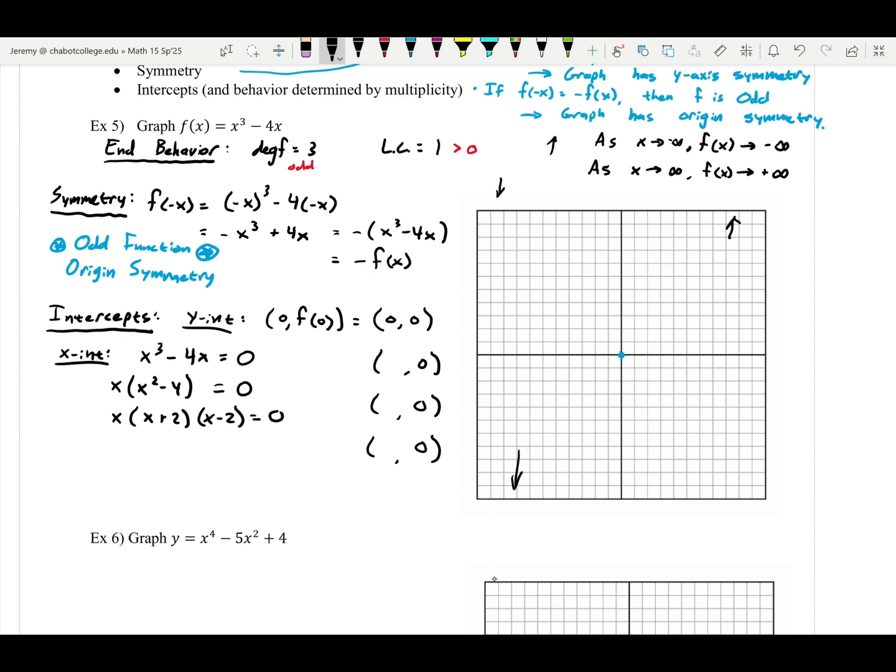And setting each of these equal to 0, I get that x is equal to 0. I'll get x equals negative 2. I'll get x equals positive 2. So I have the x-intercepts 0, 0, negative 2, 0, and positive 2. Whoops, I don't need that equals 0 on the end there. Positive 2, 0.